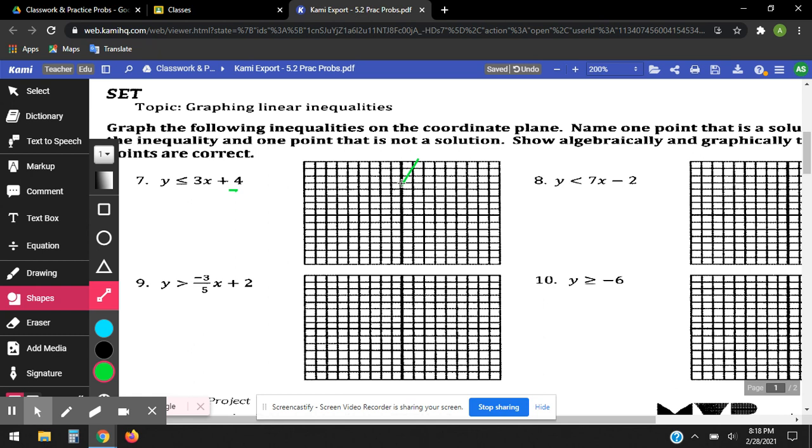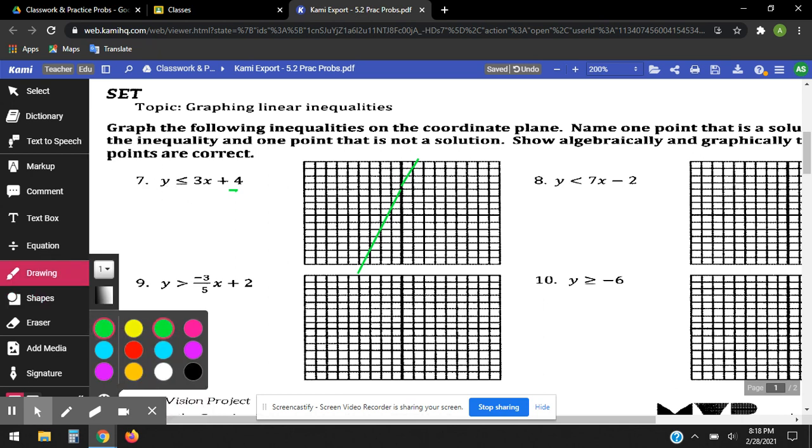And let's go the other direction. So start at 4 and down 3 over 1, down 3 over 1, down 3 over 1, so about right here would be straight across. Okay, so y is less than or equal to, which means I need to do the y's that are less than. So I'm going to put all this just shaded in.